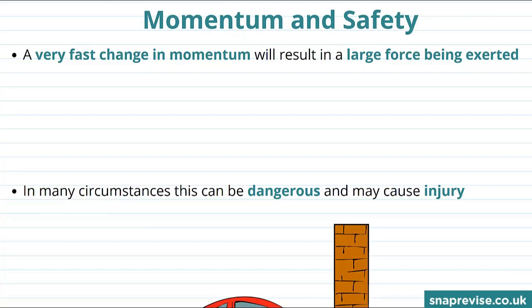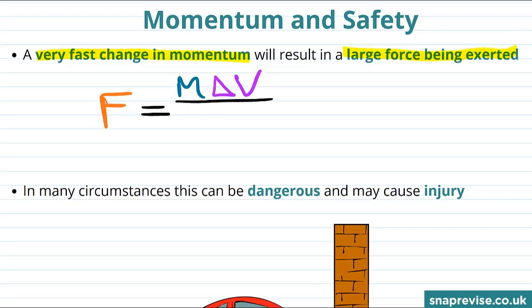So what's the relationship between momentum and safety? Well, the problem is that a very fast change in momentum is going to result in a large force being exerted. Let's see how this works. We know that the force is equal to the change in momentum, which is the mass times the change in the velocity, divided by the time taken for this change in momentum to occur.